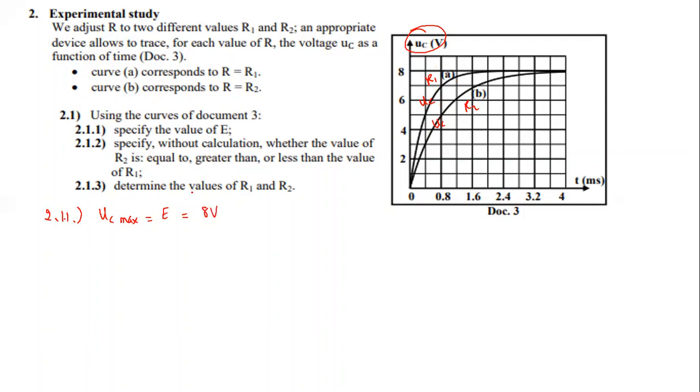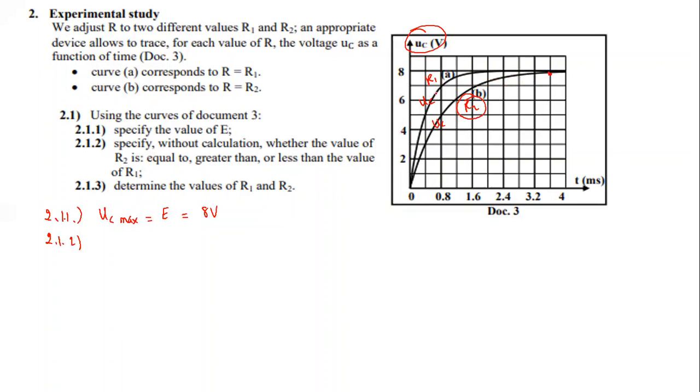Now, we continue. Part 2: specify, without calculation, whether the value of R2 is equal to, greater than, or less than the value of R1. So I want to look at R2. If I look at R2, it becomes fully charged after R1. It needs more time. So the full charge of R1 was reached here, and this means R2 needed more time.